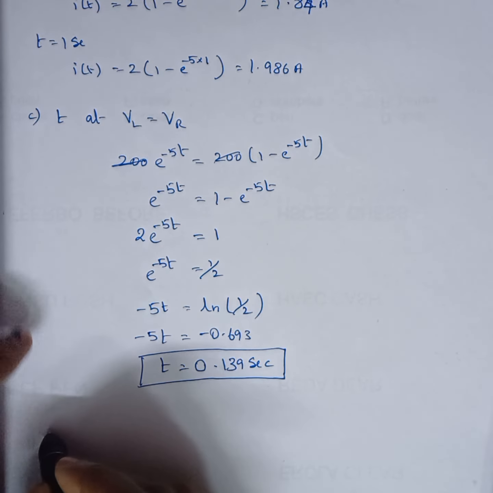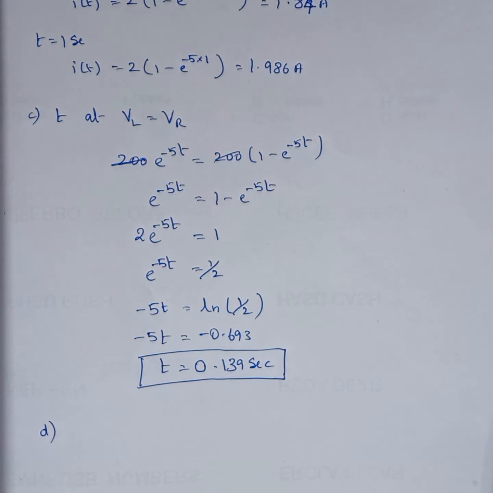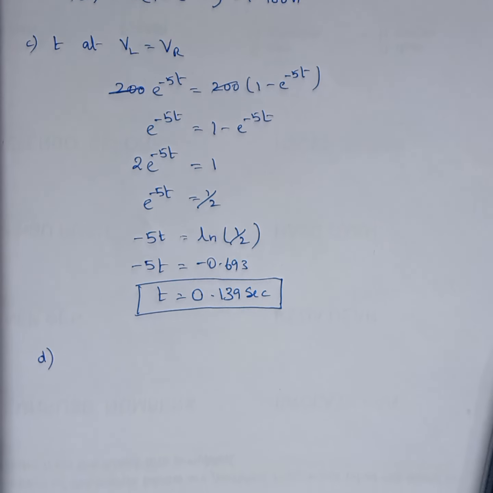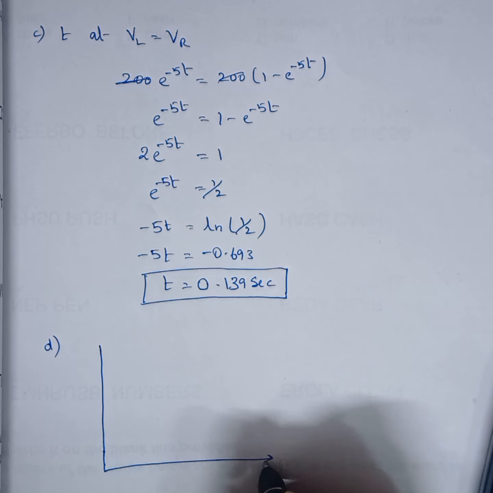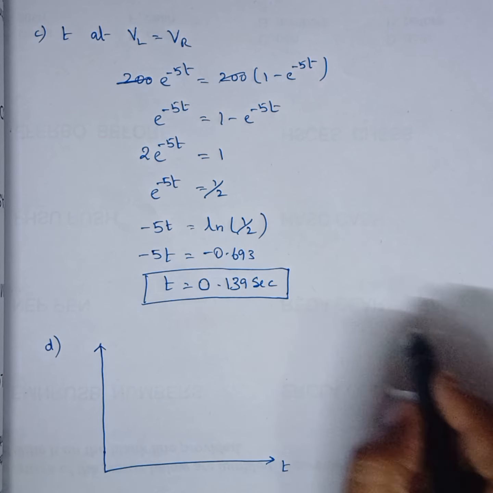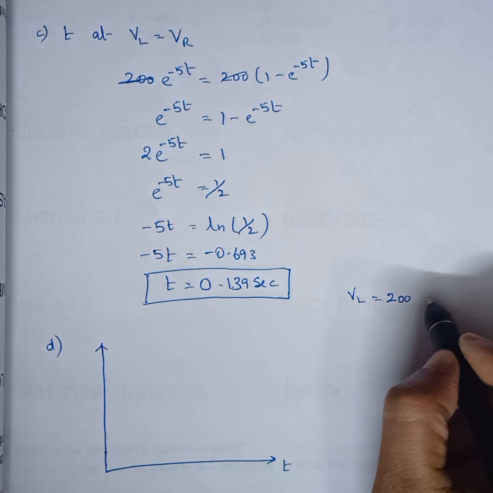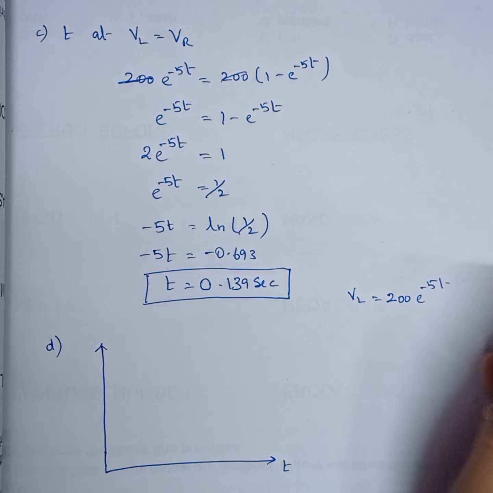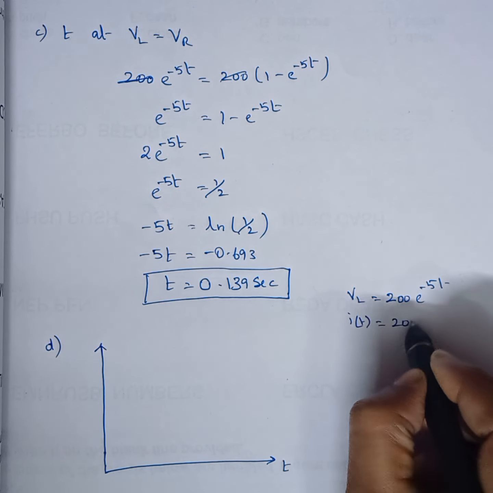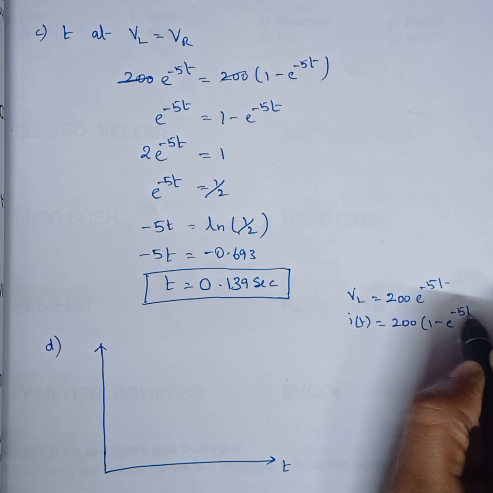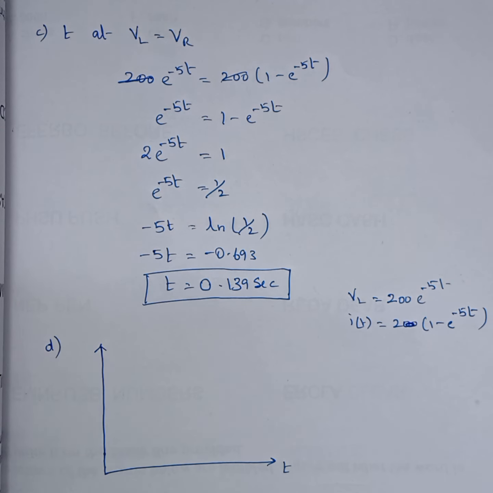Now the last case, D. Plot the graph for the voltage across the inductor and the current, correct? So we know this, let us have this time, correct? So VL is equal to 200 e power of minus 5t, correct? Then I of t is equal to, sorry, 2 into (1 minus e power of minus 5t), correct?